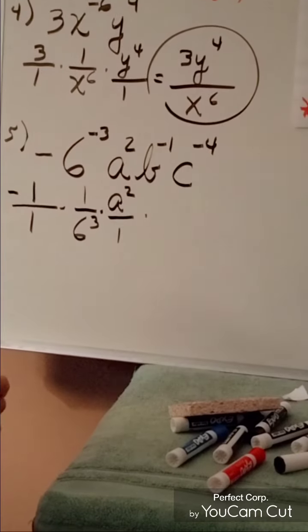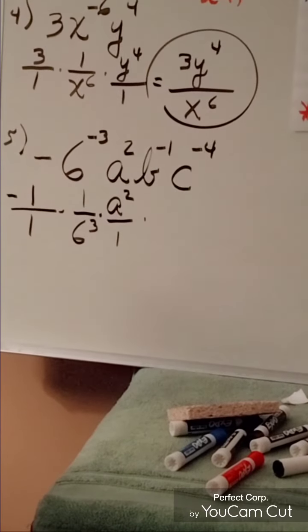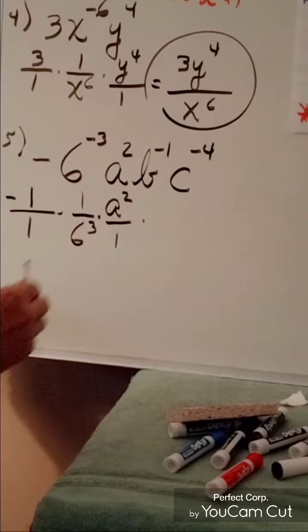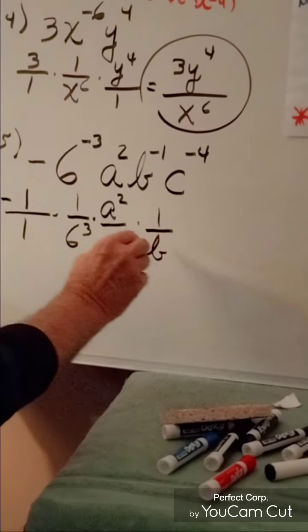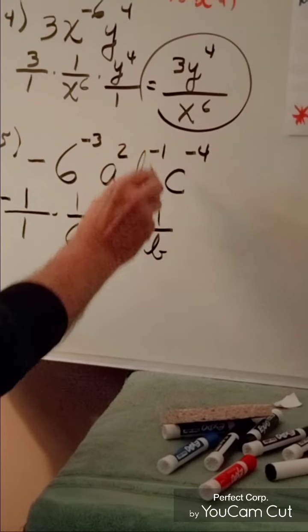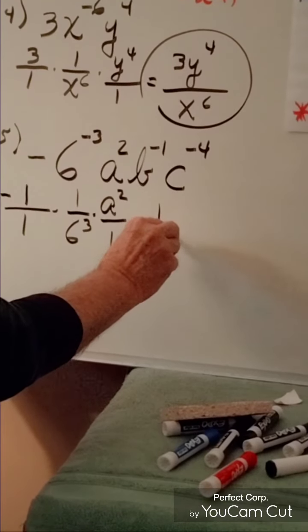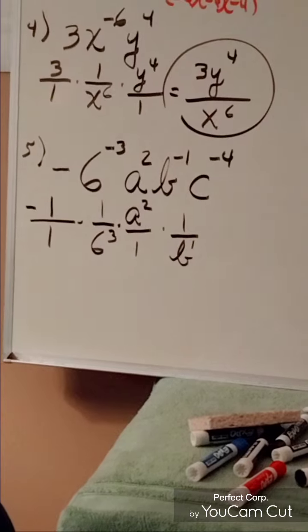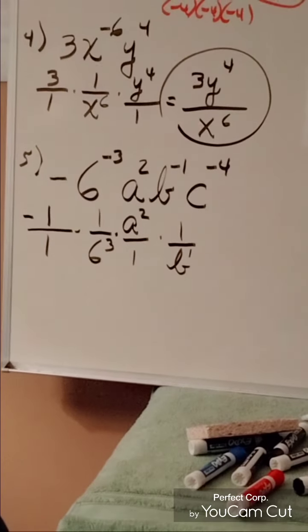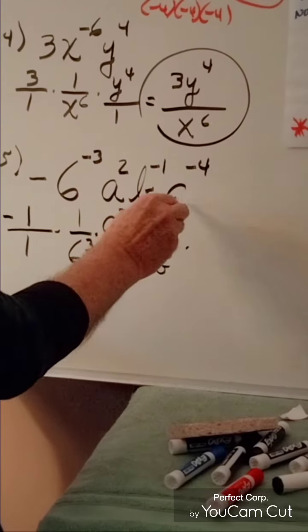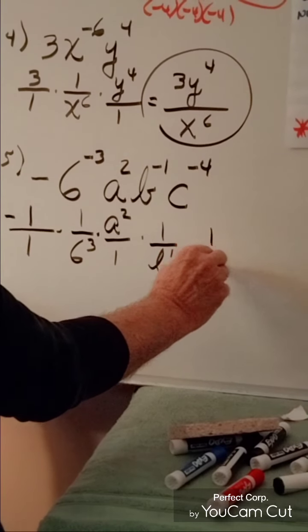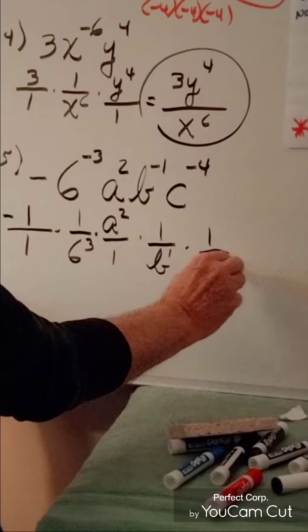B to the negative 1st, he's not good. Reciprocate that b. Then that gives us the right to change that from a negative 1 to a positive 1. I can put that positive 1 there, or I can just leave it b on the bottom. One last times sign. Got to change it. Reciprocate that C. And then it'll go to the fourth.